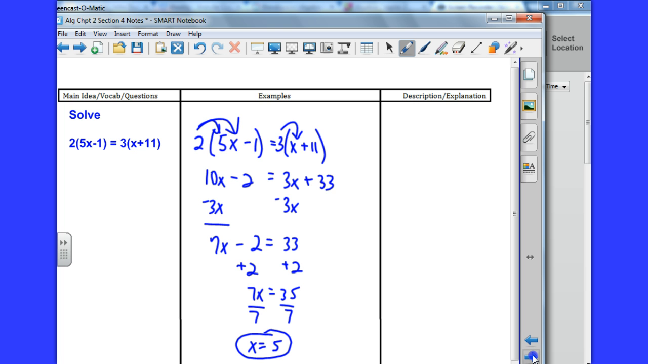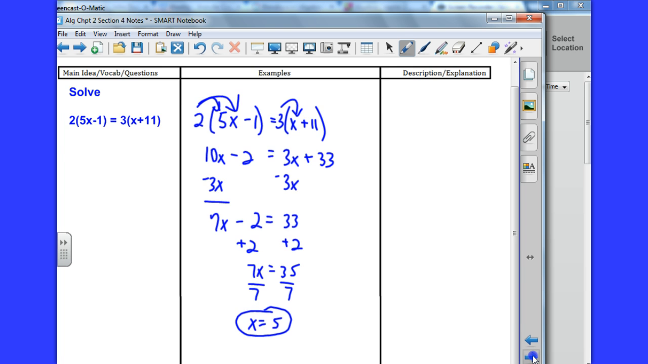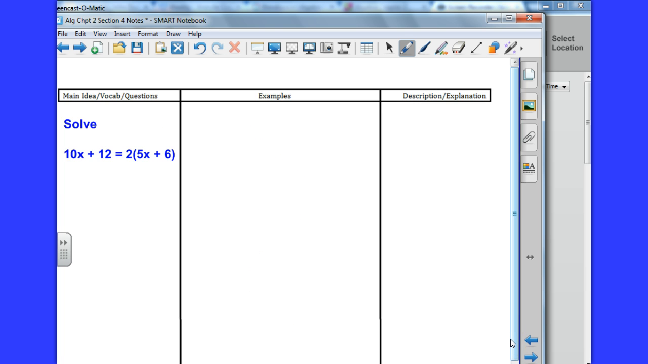All right, moving on. If you'd put a dotted line again in your notes, and we will move on down the page to this question where something interesting is going to happen that you'll need to be aware of. Copy that down if you have not. This is an important one that you have an understanding of what's going on, because it's going to look really funny in just a moment. 10x plus 12 is equal to 2 times (5x plus 6).